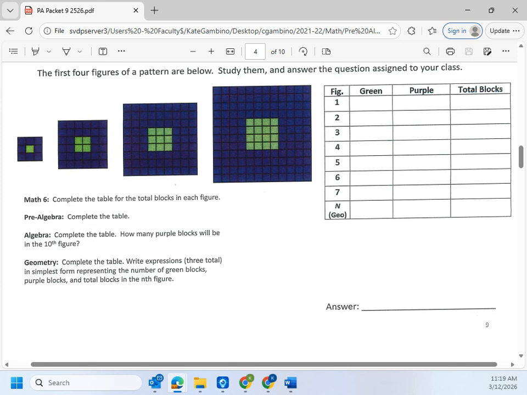Next one is our pattern. So you need to complete the entire table. Complete it for the green. You'll be able to see that pattern for your green. Complete it for your total blocks. You should see a pattern for the total blocks. The pattern for the purple is a little bit harder, but all you have to do is subtract the green from the total and you'll be left with your purple. Okay?